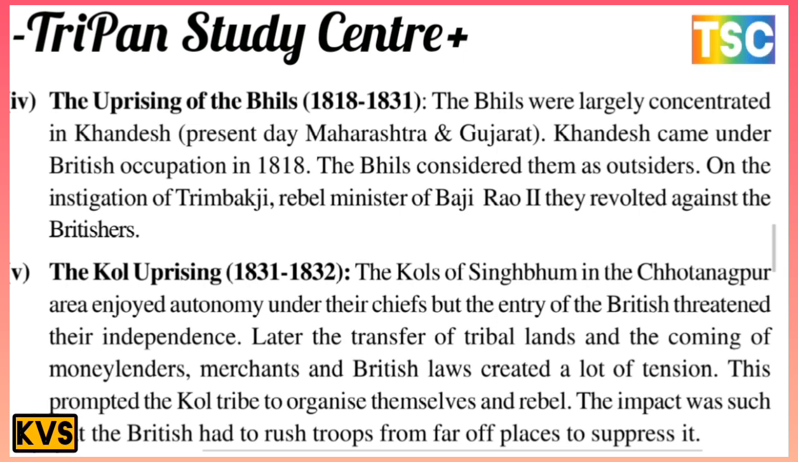The next topic is the Kol uprising, from 1831 to 1832. The Kols of Singhbhum and the Chota Nagpur area enjoyed autonomy under their chiefs, but the entry of the British threatened their independence. Later, the transfer of tribal lands and the coming of moneylenders, merchants and British law created a lot of tension, and this prompted the Kol tribe to organize themselves and rebel. The impact was such that the British had to rush troops in formidable force to suppress it.